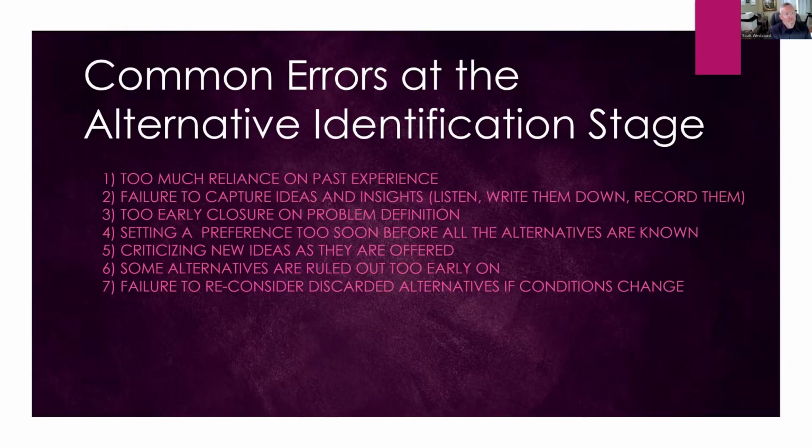In the next slide, I want to give you some common errors at the alternative identification stage. You can get information overload. If you're asking too many people for opinions, the issue can become pretty cloudy. So it's important for you to narrow your data sources to what's important.